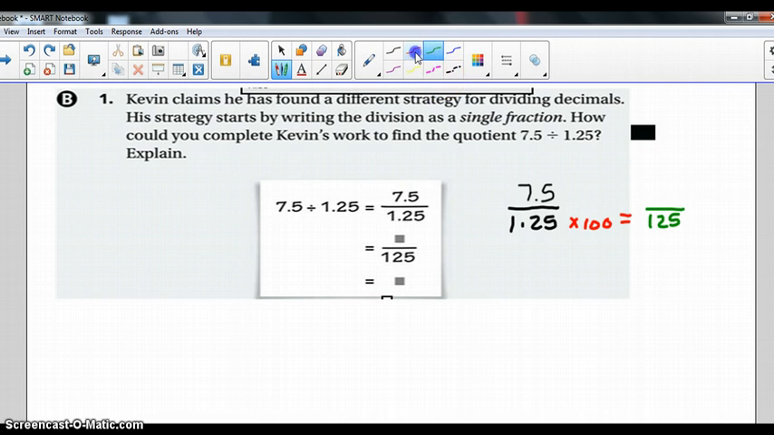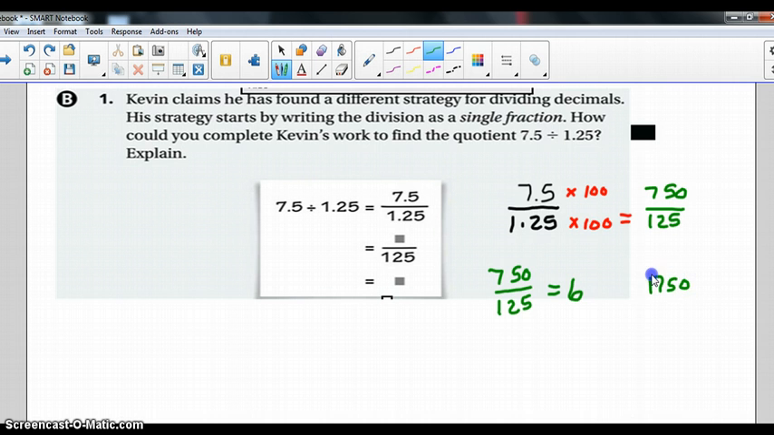Because it is a fraction, we have to abide by the law of equality, so we multiply by 100 up here on top, and that would give us 750 on the top. Again, moving that decimal over 2 places, so now we have 750 over 125, and we would get 6. So 750 over 125 equals 6.